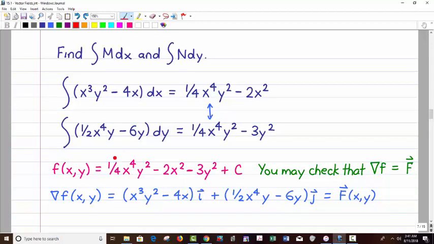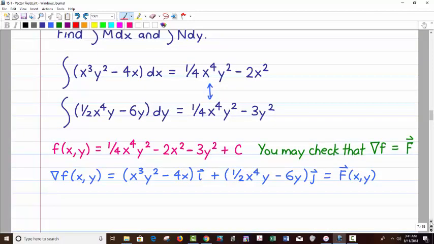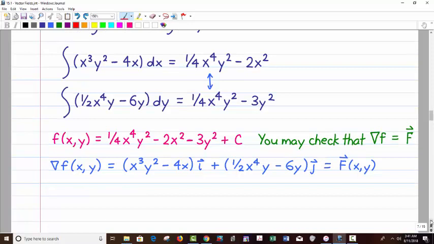So the potential function is going to be 1/4 x to the 4th y squared minus 2x squared minus 3y squared plus c. A lot of times this book uses plus k, which is still a constant, but I guess they're trying to distinguish it from the normal plus c.